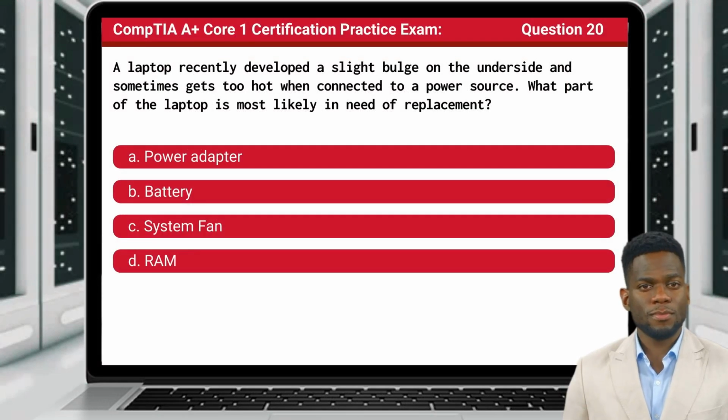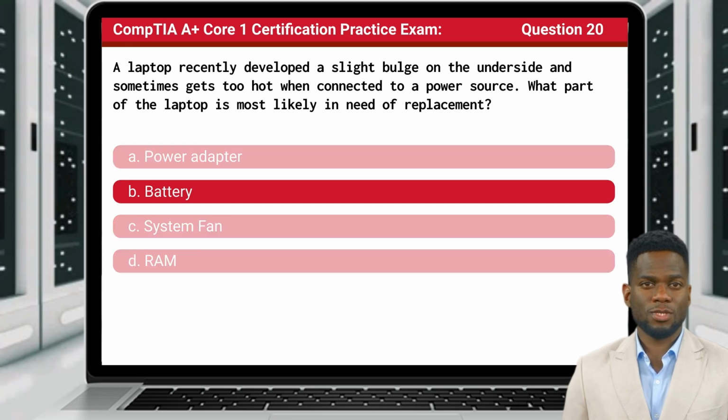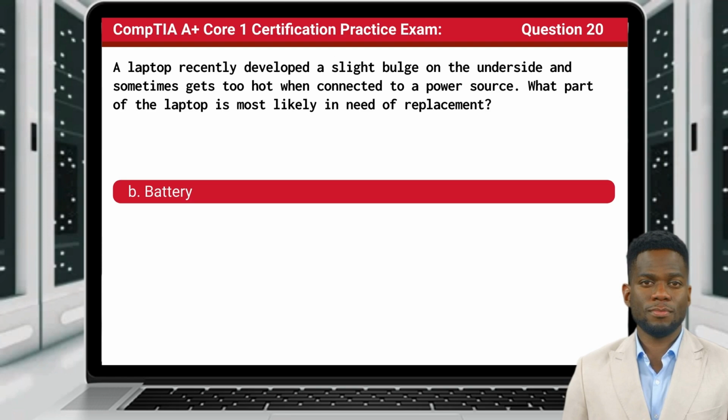Question 20. A laptop recently developed a slight bulge on the underside and sometimes gets too hot when connected to a power source. What part of the laptop is most likely in need of replacement? The answer is B. Battery.